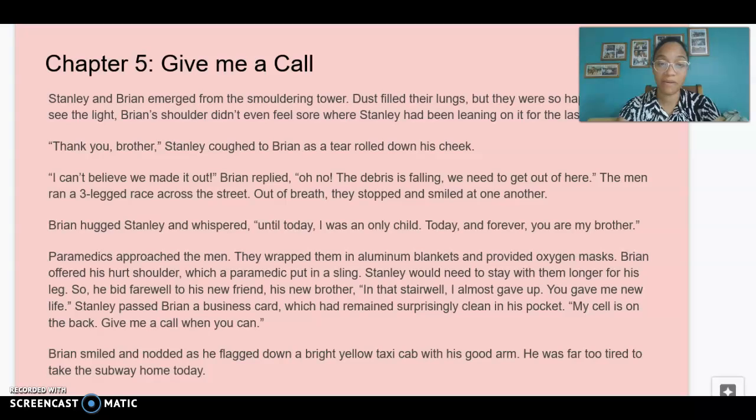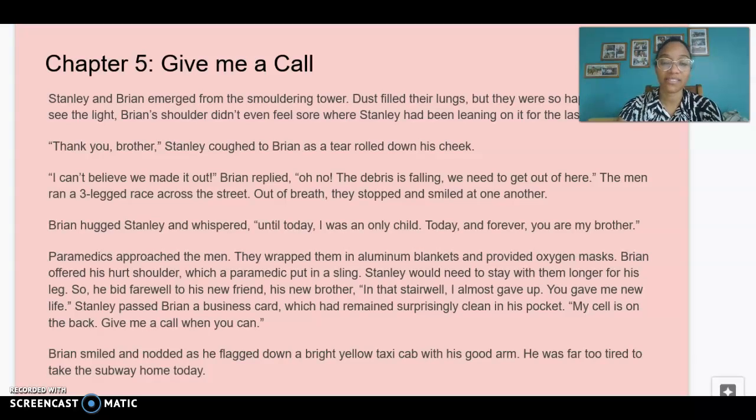Paramedics approached the men. They wrapped them in aluminum blankets and provided oxygen masks. Brian offered his hurt shoulder, which a paramedic put in a sling. Stanley would need to stay with them longer for his leg, so he bid farewell to his new friend, his new brother. "In that stairwell, I almost gave up." "You gave me new life."